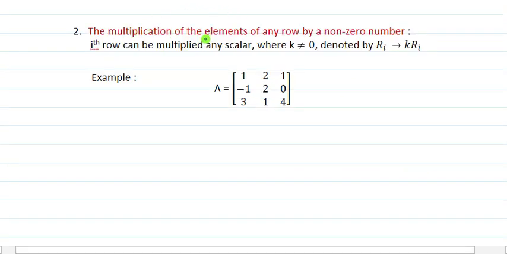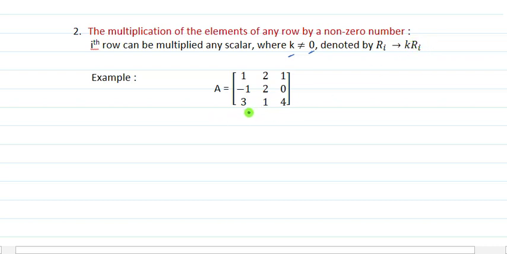Second operation is the multiplication of the elements of any row by a non-zero number. According to this, we can multiply any row by any scalar. The condition is that the scalar should not be equal to 0, and this operation can be represented by Ri implies kRi. I means any row we can have here.